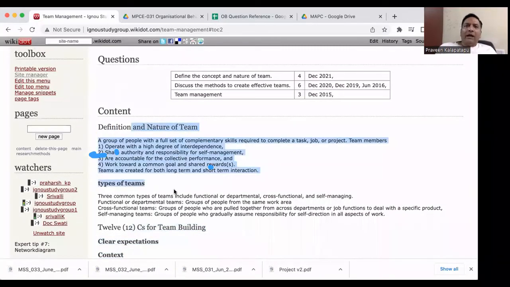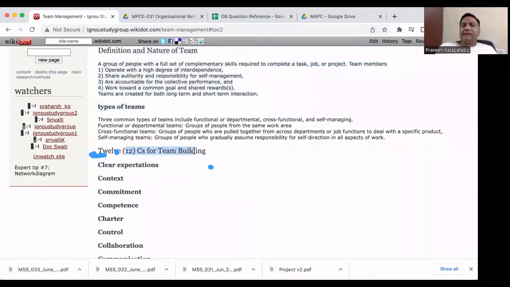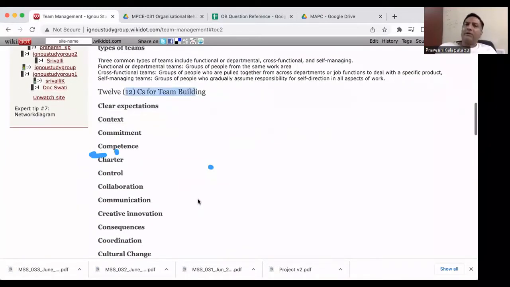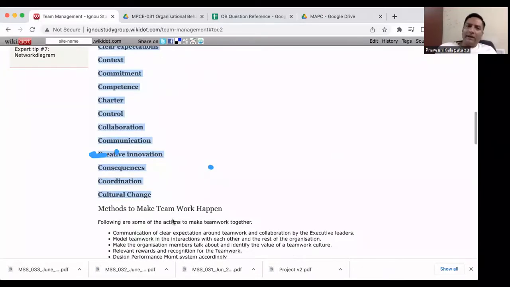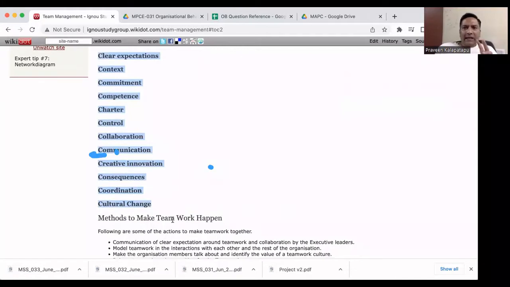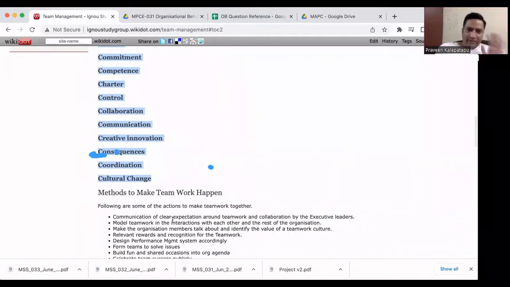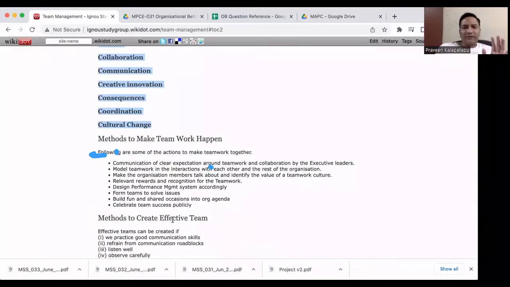So now, the 12 C's of team building. This is the most important question as far as this unit is concerned, which we have already gone through. So I'm not going again into these particular 12 C's. It's the same as whatever we discussed in the other unit. It's purely a repetition.